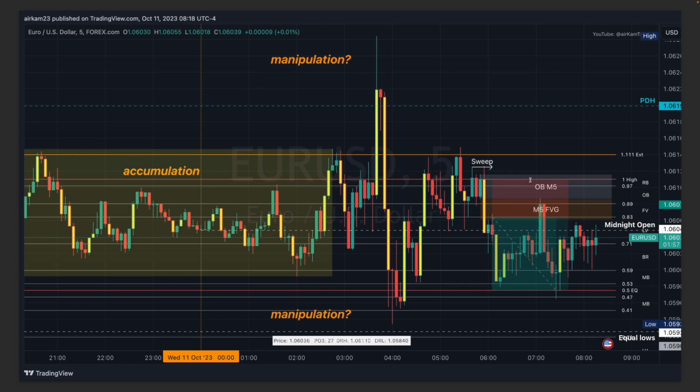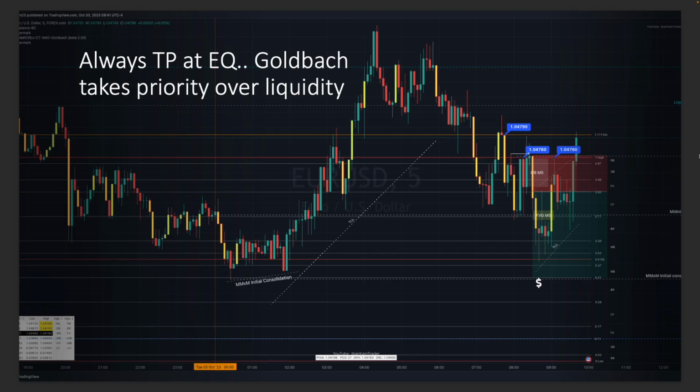We always keep it at the initial high or low. In this case, we had a market maker model. So we had the initial consolidation, the smart money reversal, which then produced a golden bullet on the right-hand side of the curve. Now, this is my book of truths trade because what did I do?